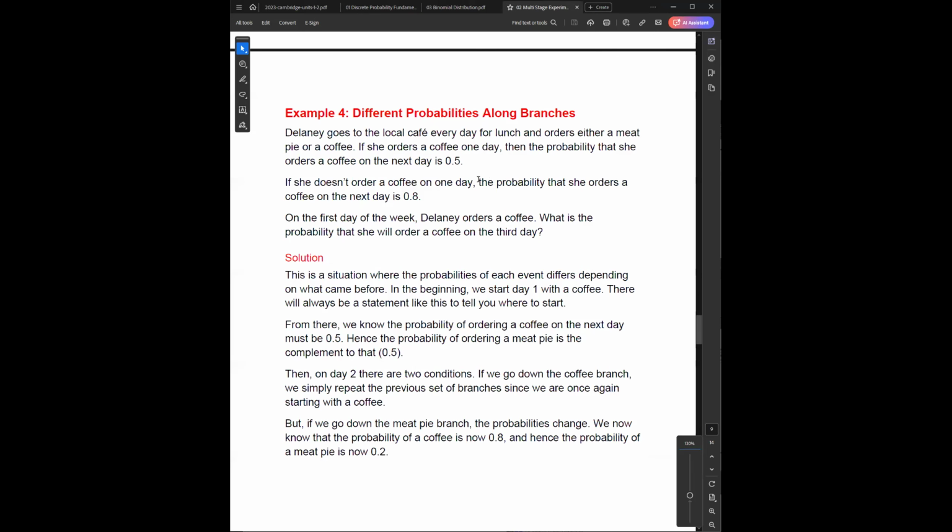So this one here is a situation where each of the probabilities are conditional. They are based on what happened earlier. Definitely not independent. One of the statements here is if Delaney orders a coffee one day, then the probability of ordering a coffee on the next day is 0.5. Right, it's an if-then statement. Definitely not independent. Same thing here. Not ordering coffee on one day, the probability of ordering coffee the next day, 0.8. It's dependent on what happened earlier, right?